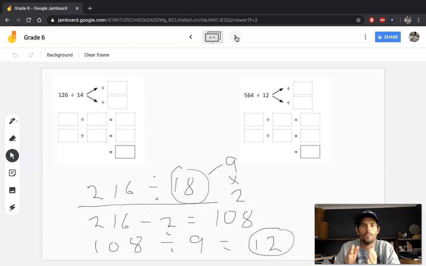So I've got two examples for you on the screen to do. You need to split the 14 in 126 divided by 14. You need to split that 14 up into a factor pair. And the same for this question on the right-hand side, 564 divided by 12. You need to split 12 up into a factor pair. I'll give you a couple moments to get that one done.